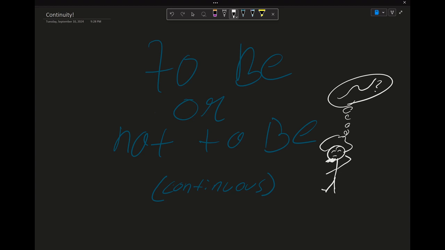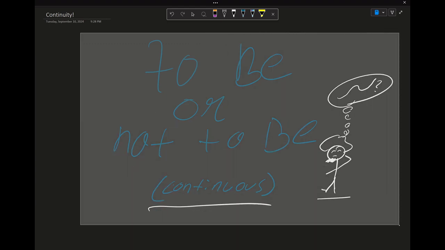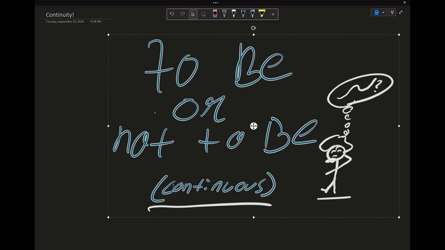And today, as you can see by my picture here, to be or not to be continuous. And then here's a little Shakespeare pondering whether that function is continuous or not. So the main arching idea today will be continuity. And let's get right into it. Let me dismantle my little drawing here.